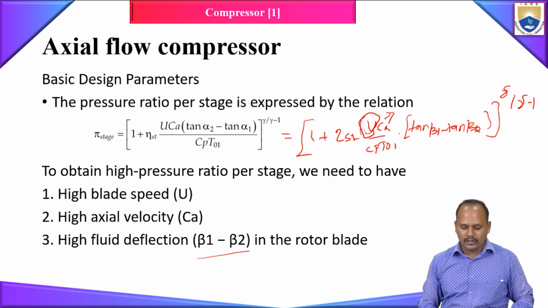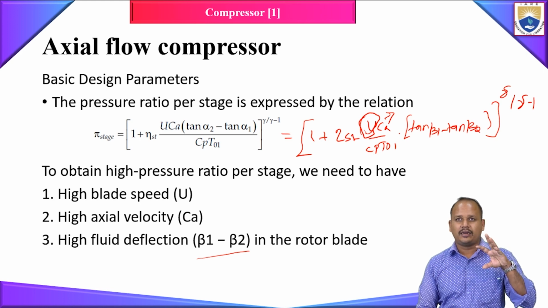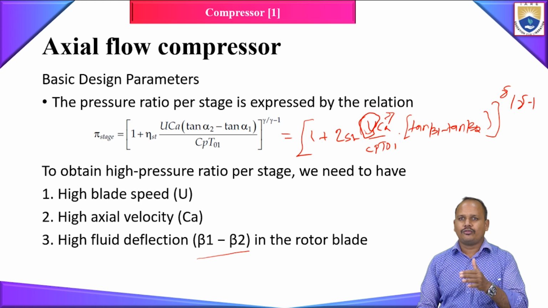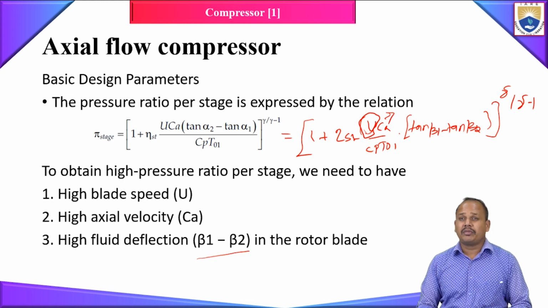If I want to increase the pressure rise across a single stage axial flow compressor, I have to combine all these three parameters together. Just by increasing one parameter, I won't be able to get the maximum pressure rise which we can achieve across a single stage compressor. I need to increase all three parameters simultaneously. That is, your rotor blade should rotate at maximum possible RPM, your flow should enter at maximum absolute velocity, and your flow also has to be deflected to a very high angle.